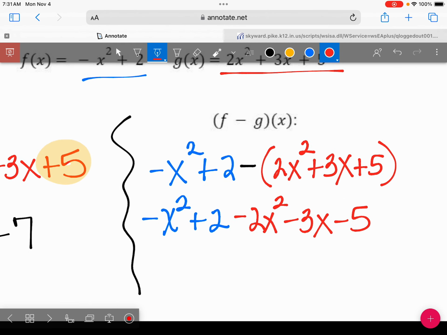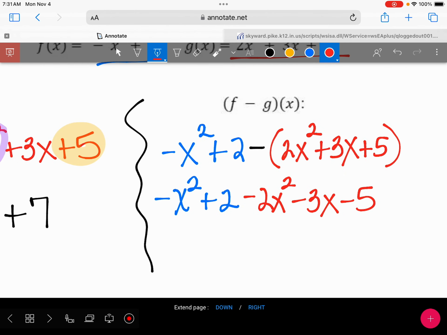Go ahead and combine your like terms. You only have to do the sign change for subtraction. So you might want to write that in the box where it says subtraction on your homework so you can remember.